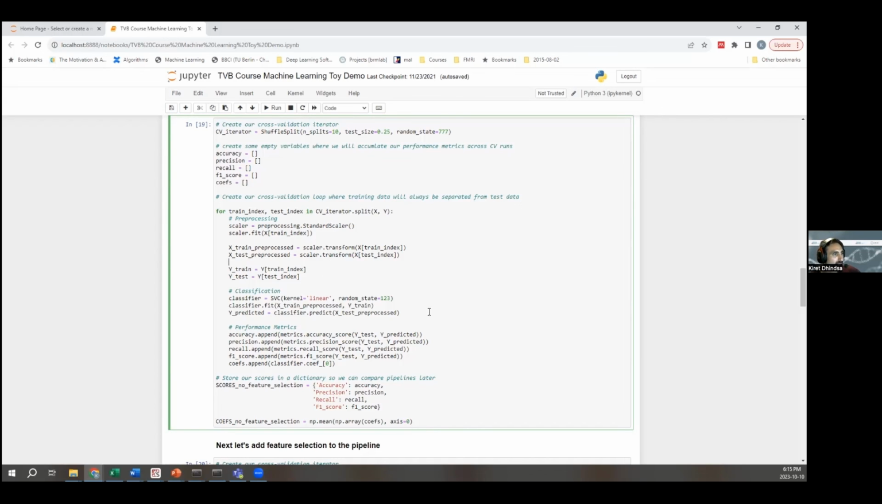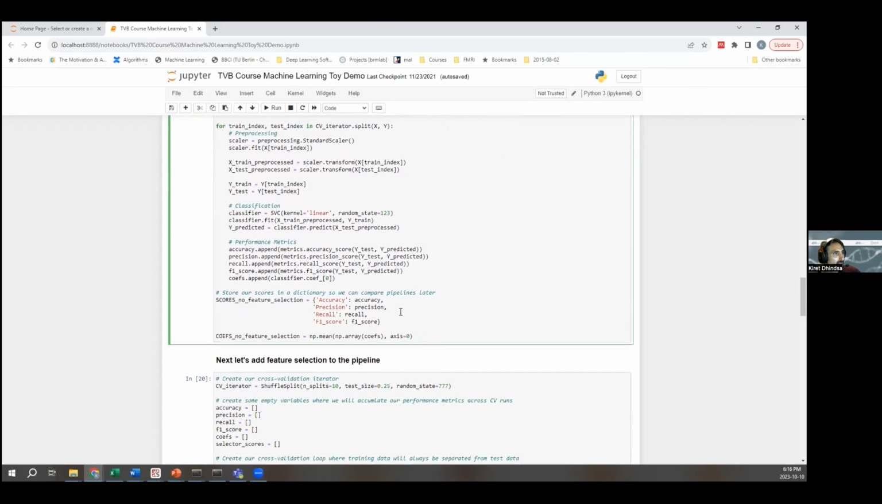And so this is just an example of a very, very basic example of running a classifier, a support vector machine, and then computing some metrics about the performance. Now, here's the first case where we actually have at least a single hyperparameter, which is the kernel.